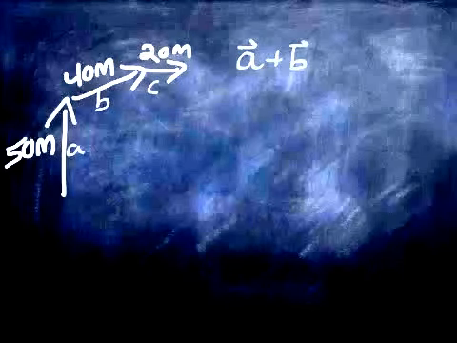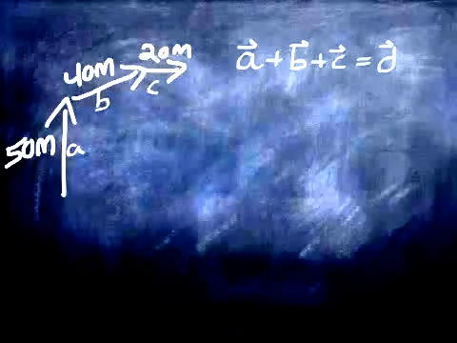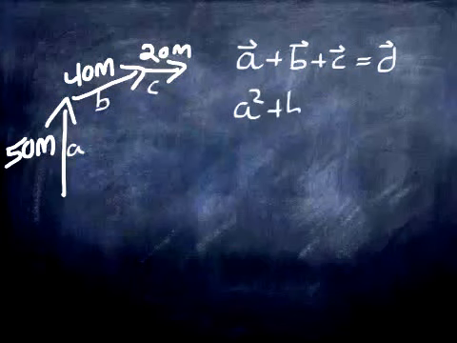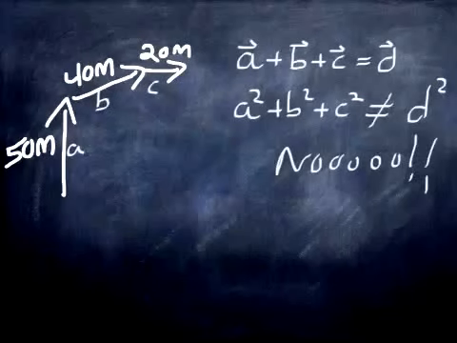Let's call these 3 vectors A, B, and C. So vector A plus vector B plus vector C is equal to vector D. This does not mean A squared plus B squared plus C squared is equal to D squared. This is not true. This is not Pythagoras' theorem. Pythagoras' theorem is for a right triangle, where the 2 small sides add up to the hypotenuse. We have 3 vectors, and 3 vectors are not making a right triangle. So we do not use this.